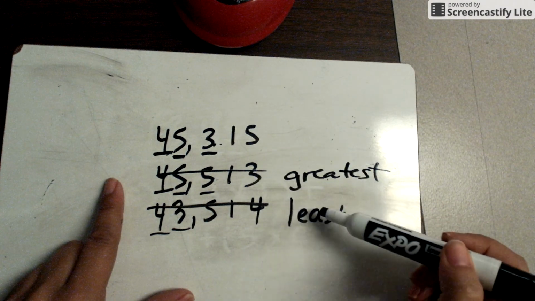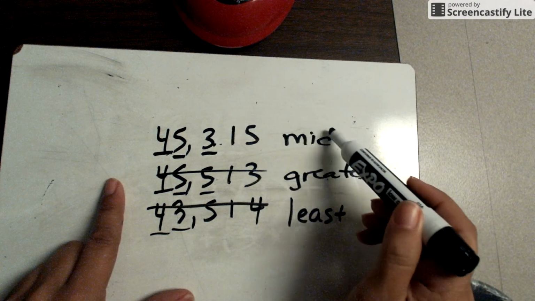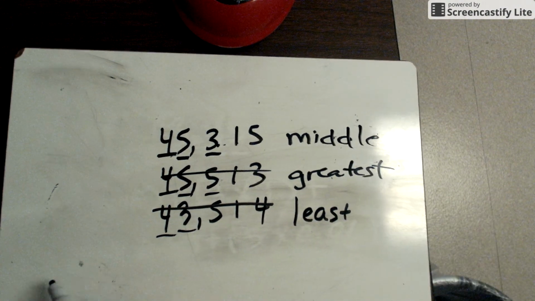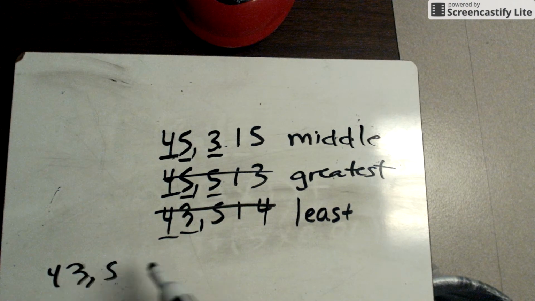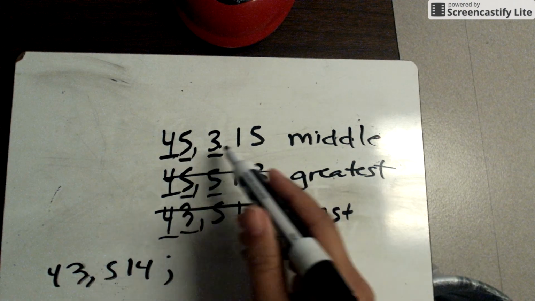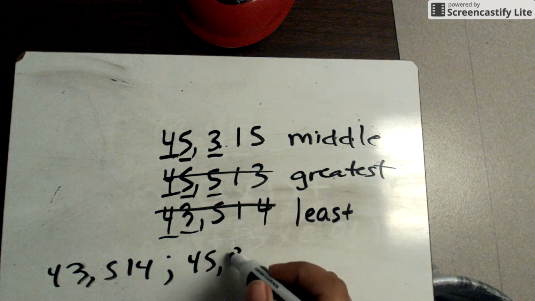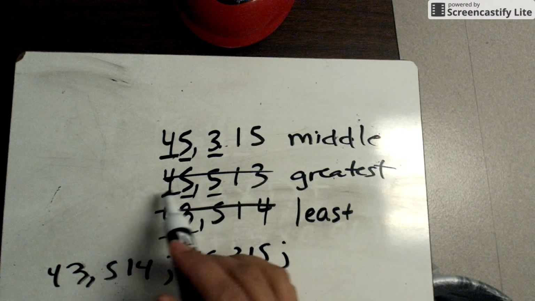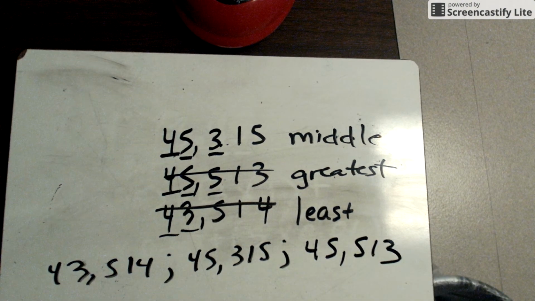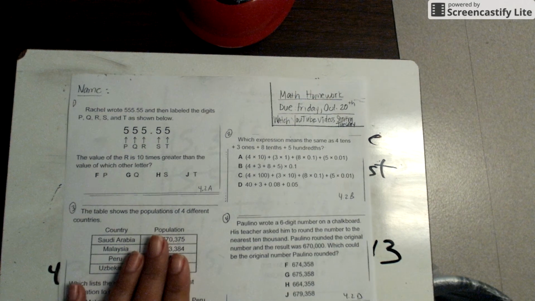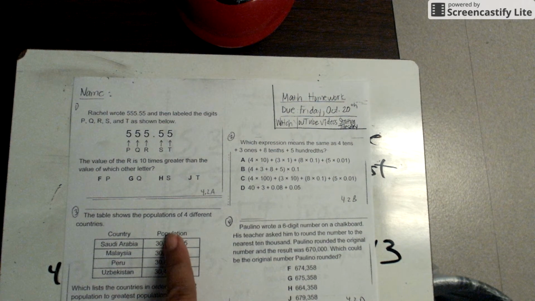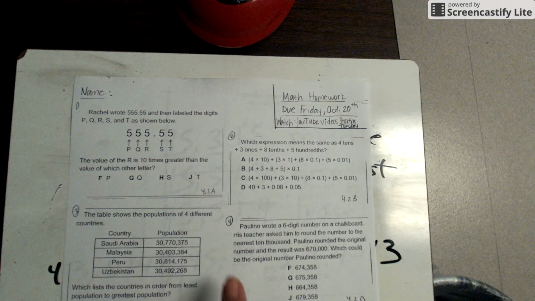Which tells me if this is the greatest number and this is our least, this is going to be our number that falls in the middle. So if I were to order these from least to greatest, I would say that 43,514, this number right here, is our least. The middle number would be 45,315. And the greatest number would be 45,513.